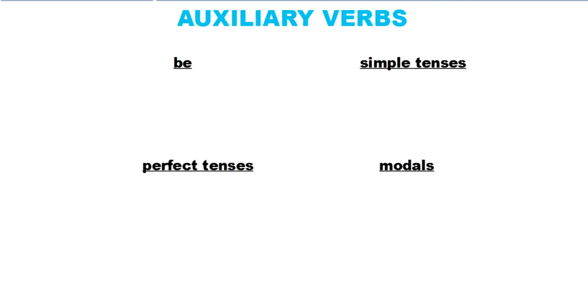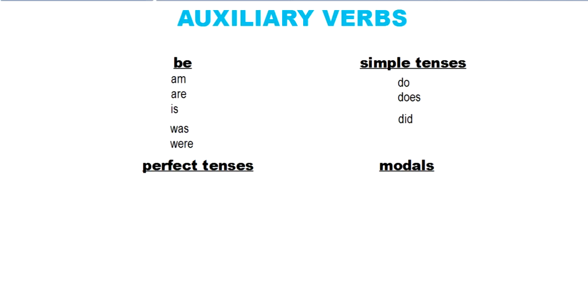We're going to divide them into 4 different categories: the verb to be, simple tenses, perfect tenses, and modals. The verb to be is always different. It follows its own rules, so that's why we're going to have a different column there. The verb to be auxiliaries are am, are, is in the present, and in the past, was and were.